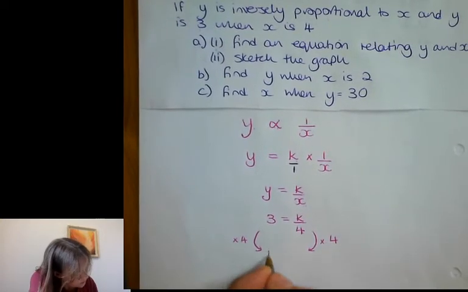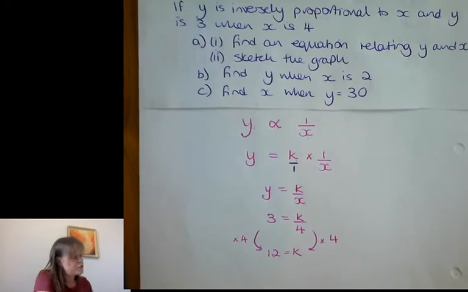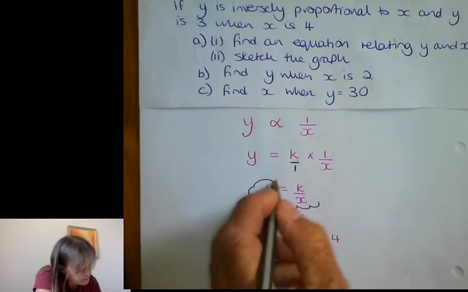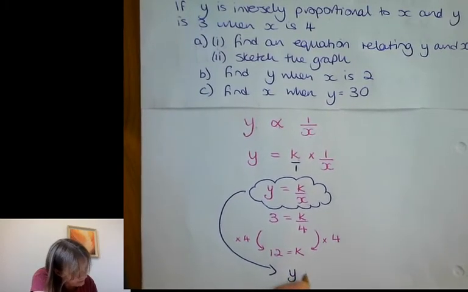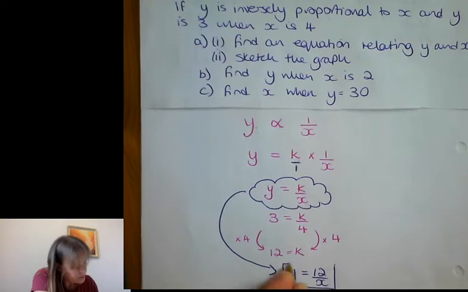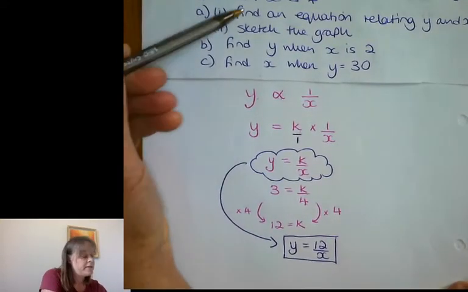And 3 times 4 is 12, so I've found out that k is 12. Of course, you know what happens next. We must remember to go back and take the equation and insert my k value in the right place, because once I've done that, the rest of the question relies on me knowing that equation there.